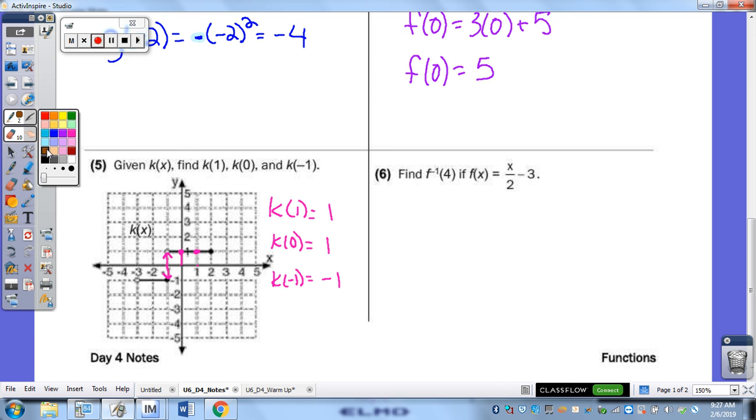So in 6, it tells us to find f to the negative 1 of 4 if f of x equals x over 2 minus 3. So remember, that negative 1 there means we need to use the inverse. I don't have the inverse yet. I have my original function. So what I have to do is figure out what my inverse is first. So following our steps from last time, I'm going to first change it from f of x to be y equals.